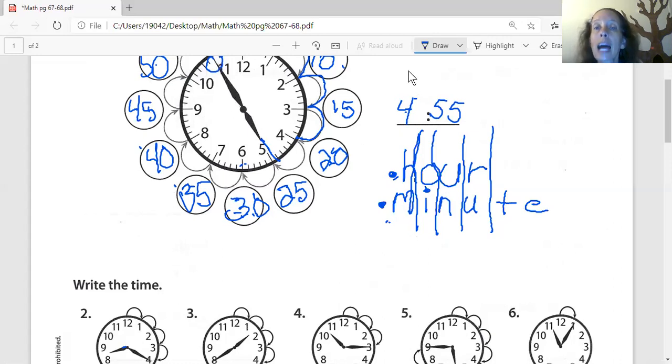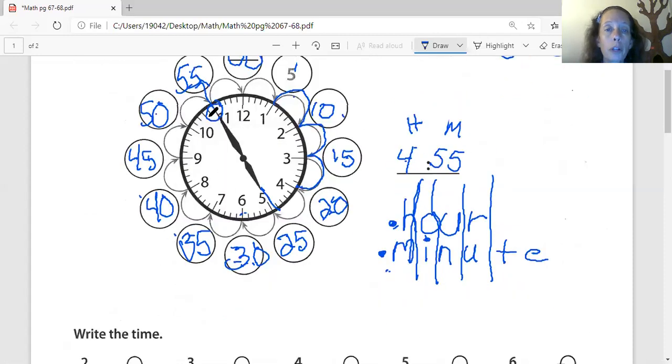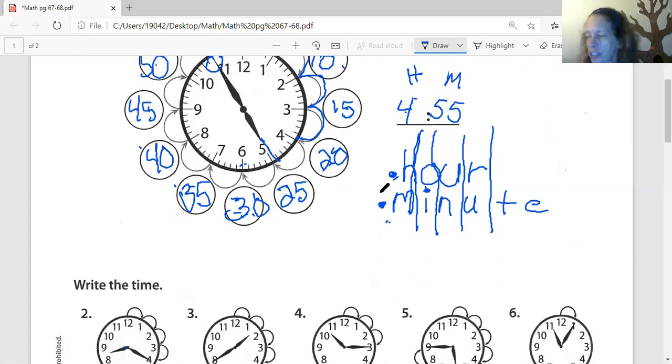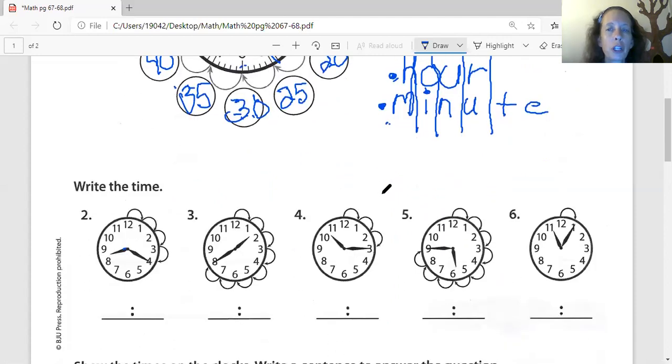When you're writing time, the hour goes in the first blank and the minute goes in the second blank. Okay? That's how you can tell the difference. And I hope you wrote it a little neater than I did. This is a hard thing to write on. I'm having to learn it.